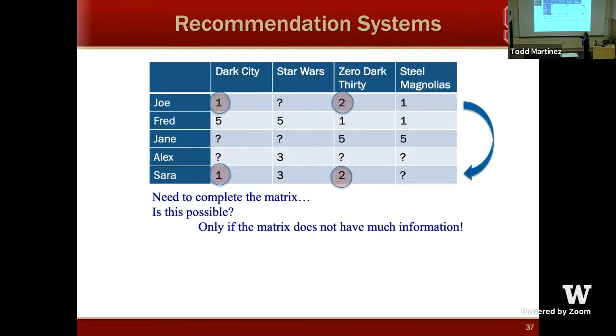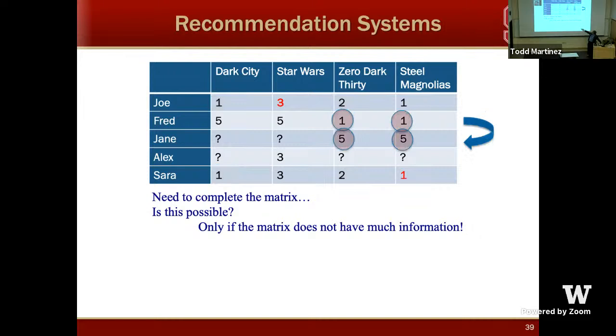So let's take that same set of data. I have Joe, who I know doesn't like Dark City and doesn't like Zero Dark 30. And I look at Sarah and see that Sarah doesn't like Dark City and also doesn't like Zero Dark 30. In fact, they're giving exactly the same rating for these two. I also noticed that Joe rated Steel Magnolias, but Sarah didn't, so I can take that one and put it here. And I know that Sarah saw Star Wars and Joe didn't, so I take that 3 and stick it up there.